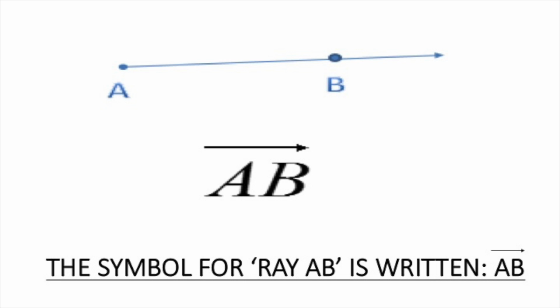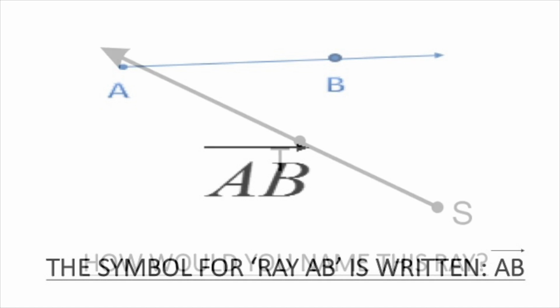The symbol for ray AB is written AB. Now you can either write ray AB or you could draw the arrow over AB, because this also tells us it's a ray. So ray AB or arrow AB.